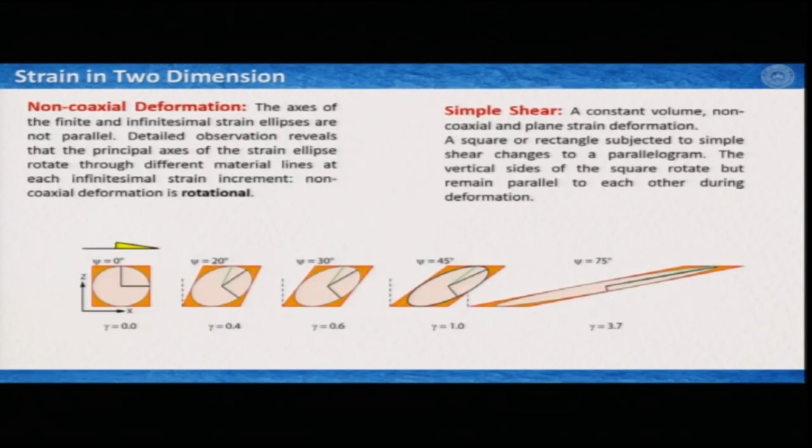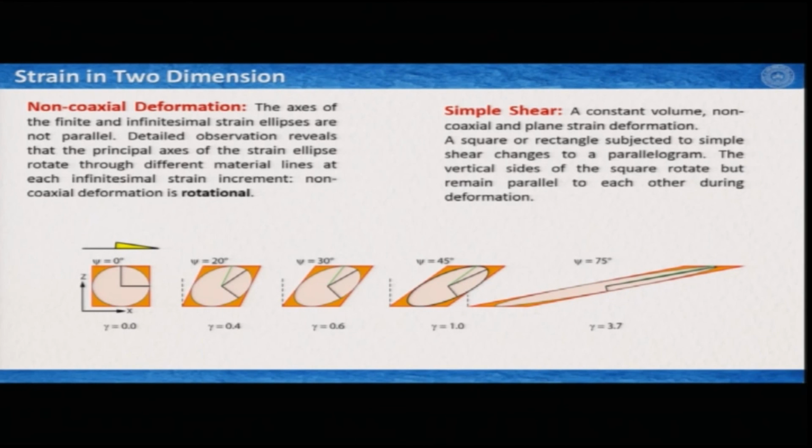Let us have a description of the simple shear or non-coaxial deformation. Now, in non-coaxial deformation, the axes of the finite and infinitesimal strain ellipses are not parallel. A detailed observation reveals that the principal axes of the strain ellipse rotate through different material lines at each infinitesimal strain increment. Therefore, this is a non-coaxial deformation and it is rotational. It is also known as simple shear deformation because it requires a constant volume, a non-coaxial deformation, and a plane strain deformation.